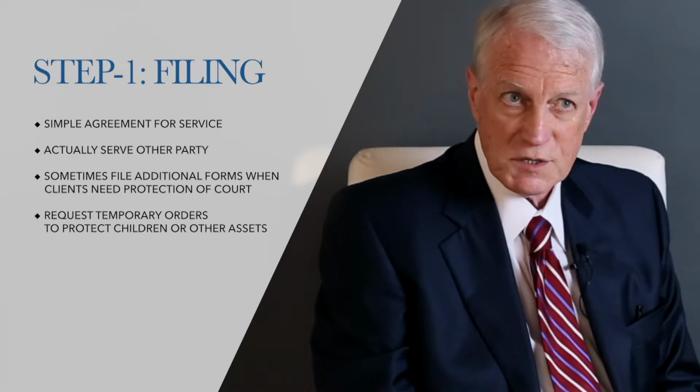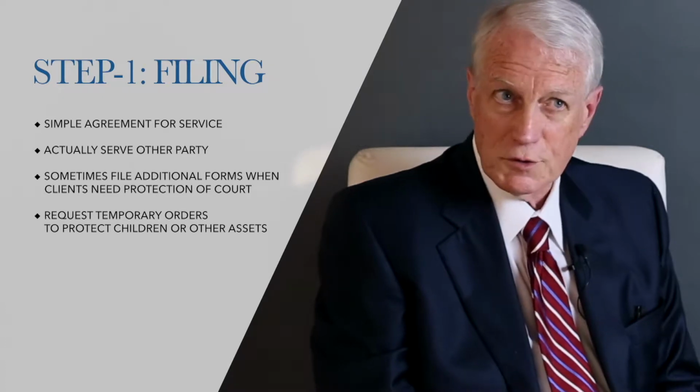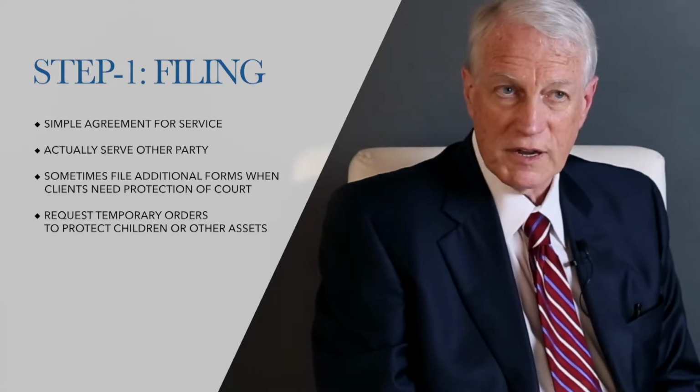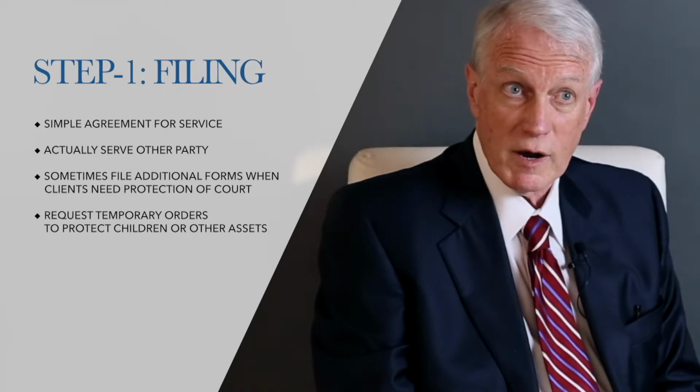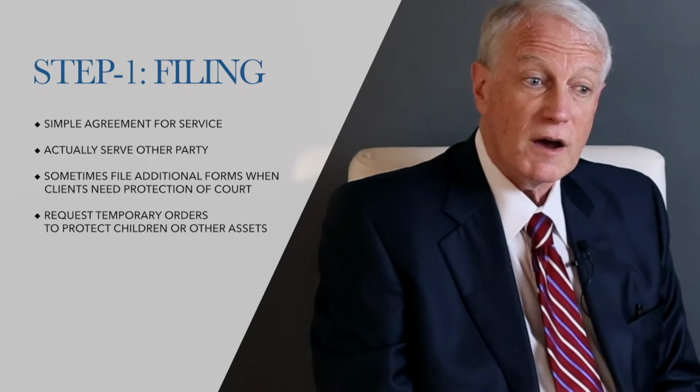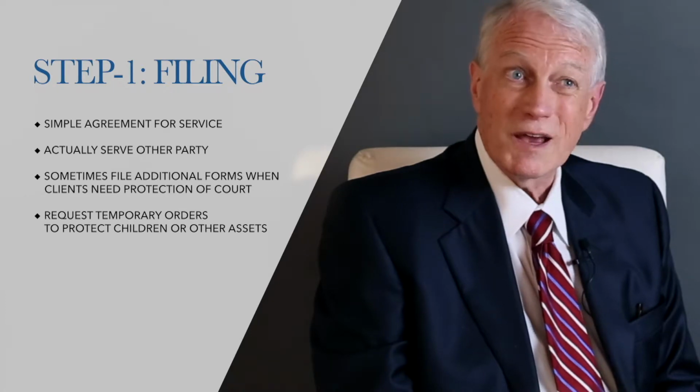They may not be getting support. They may need to protect their children. They may need to protect their assets. So they can also be filed with a request for temporary hearing and quite frequently getting immediate orders that may protect children and property. So temporary orders are probably the most important part of a case as far as predicting the way it's going to turn out.